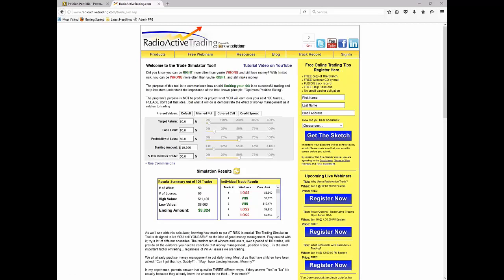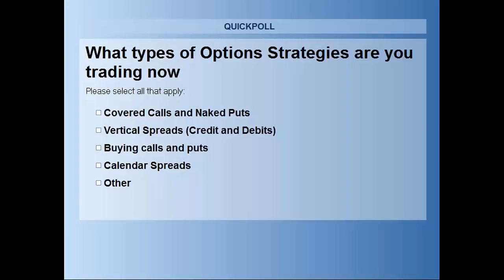I'm sorry, folks. I just have one poll to ask you today, and I just want to know what types of option strategies are you trading right now? Are you mainly looking at covered calls and naked puts? Are you doing vertical spreads, bear call credits, debit spreads, bull call debits? Are you buying calls and buying puts, speculating on market movement, maybe doing straddles and strangles? Are you doing calendar spreads? And if you answer other, I just put that in there, and you can answer more than one. But if you answer other, just send me a quick note in the question pod there to let me know what other strategies you're trading.